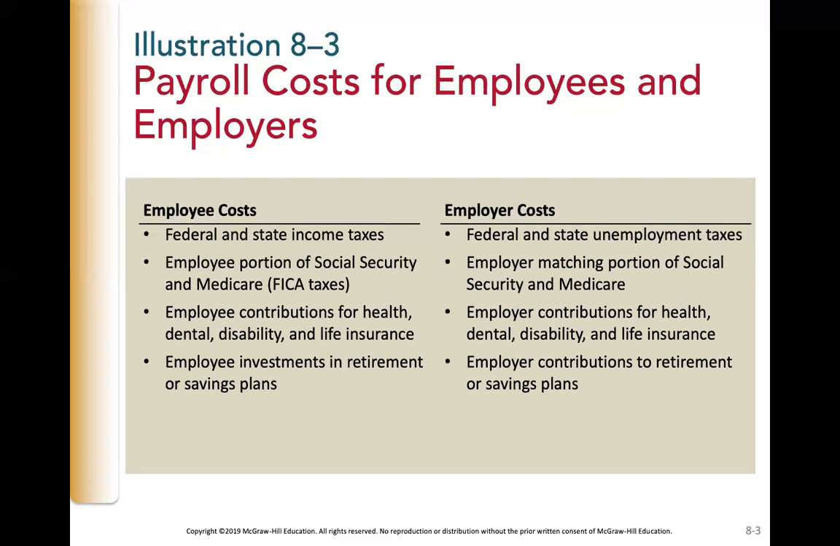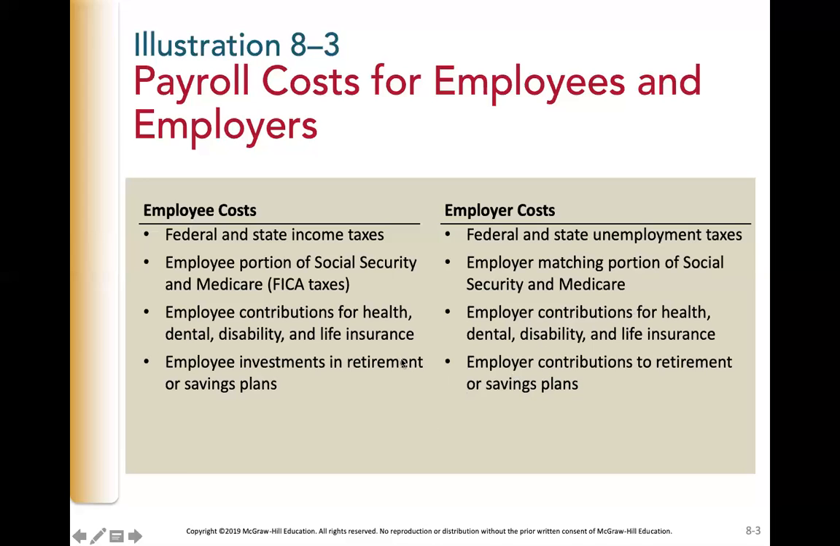But the employer also has costs that they have to pay. The employer has to pay federal and state unemployment taxes. They also have to pay a matching portion of Social Security and Medicare. So whatever is withheld from your check for Social Security and Medicare, they have to match the same amount. Sometimes employers pay contributions for health, dental, disability, and life insurance. And sometimes they contribute to retirement or savings plans.